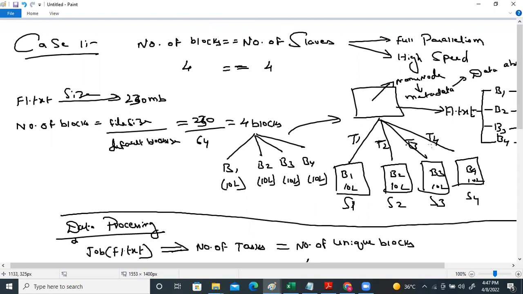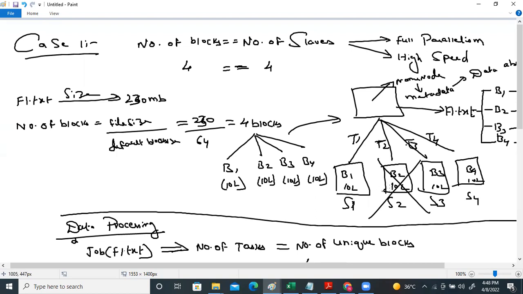If I go back to case 1, T1, T2, T3, T4 are executing 4 blocks: B1, B2, B3, B4. B1 has 10 lakh records, B2 10 lakh, B3 and B4 10 lakh records each. The 4 tasks are executed by 4 slaves in parallel on their machines. If any one slave goes down, assume this S2 is down, you are going to observe 2 things.